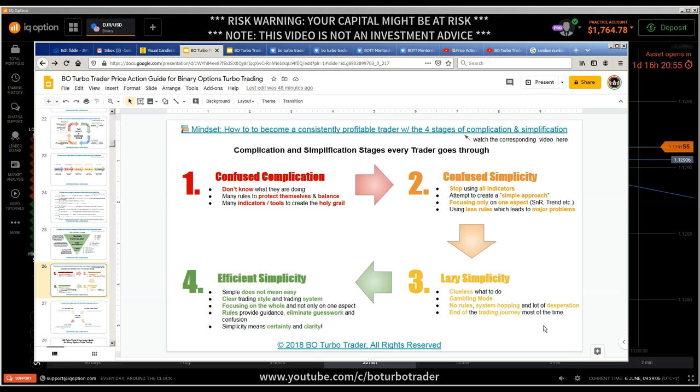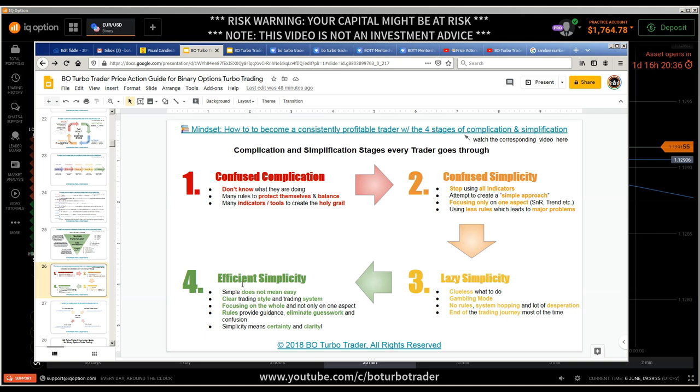Obviously, when you are desperate, you have to motivate yourself to continue, because otherwise, here on step three, the lazy simplicity, the trading career will end. And so many are stopping because they are not able to shift this and to understand that they have to do the opposite of what is written here.